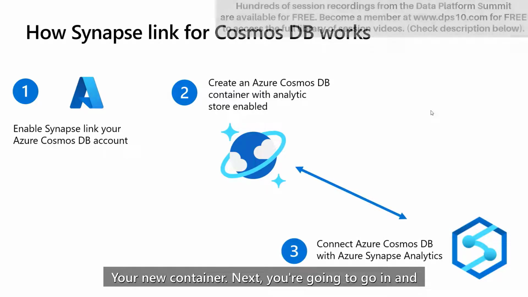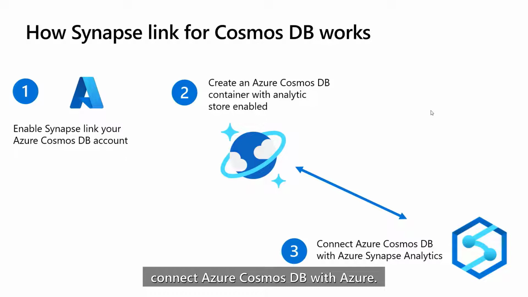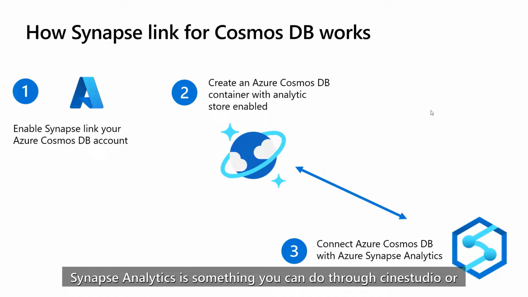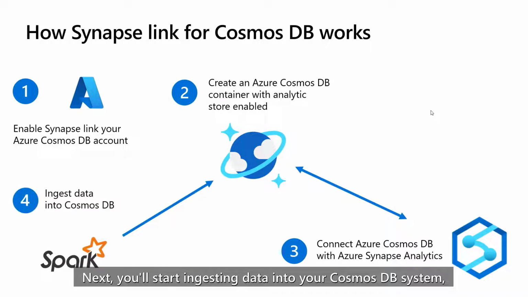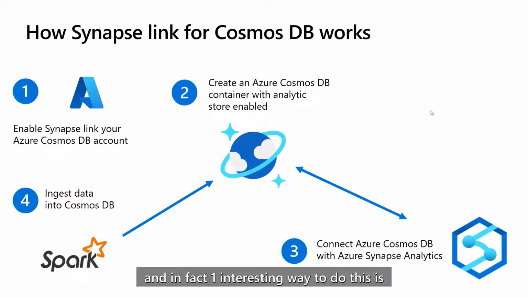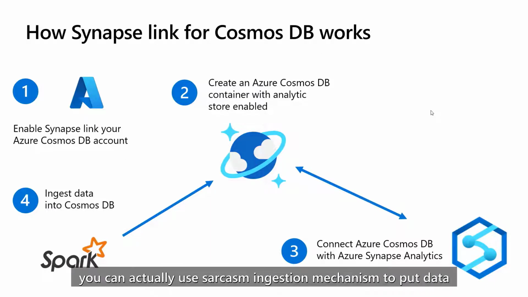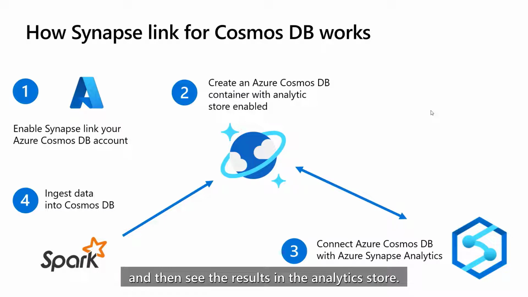Next, you're going to connect Azure Cosmos DB with Azure Synapse Analytics. It's something you can do through Synapse Studio or through the Azure portal. Next, you'll start ingesting data into your Cosmos DB system. One interesting way to do this is through Spark pools in Synapse. Since Synapse is connected with Cosmos, you can use Spark as an ingestion mechanism to put data into the row store for Cosmos DB through Synapse Link and then see the results in the analytics store.